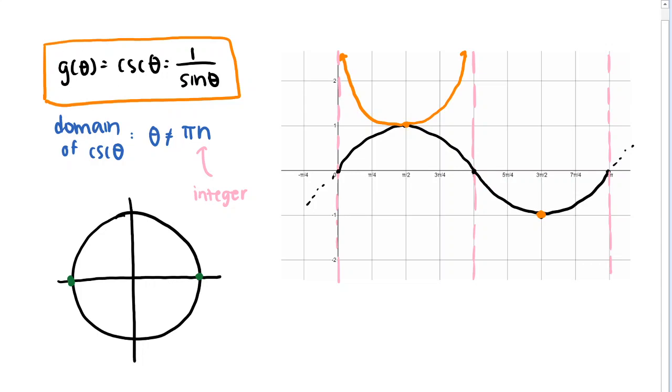But as we move away from this point and sine gets smaller, dividing by that smaller number is going to make cosecant get larger, at least in the negative direction. And so we similarly get these sort of U-shaped graphs pointing upwards and downwards. Or actually, no, this should be the other way around. This should be down here.